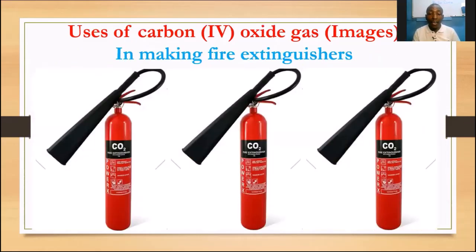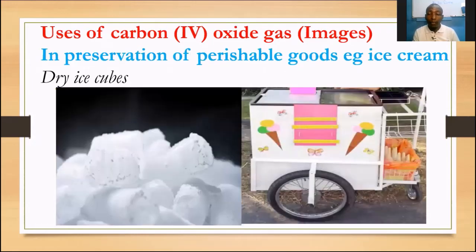Okay, the making of fire extinguishers: you can see that's a fire extinguisher that is filled with carbon four oxide. Yep, ice cream, if you are a fan of it. The ice cubes, not necessarily the ice cubes from water, these are dry ice cubes that are just placed at the bottom of the box that you see there, and they help in preserving the ice creams, among other things, my friend.